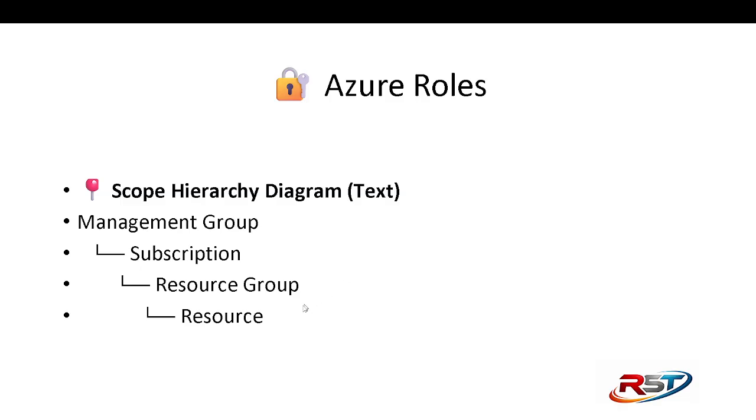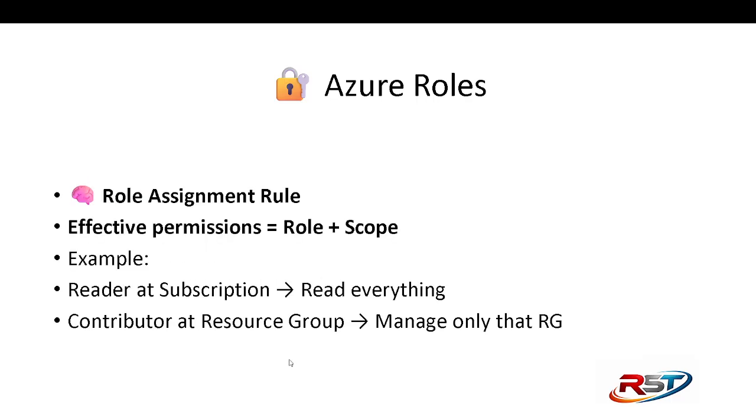Scope hierarchy diagram. The scope is like this: first management group, then subscription, then resource group, then resource. Role assignment rule: effective permission is called role plus scope. So how do we assign it? First we take the role and we select the scope.